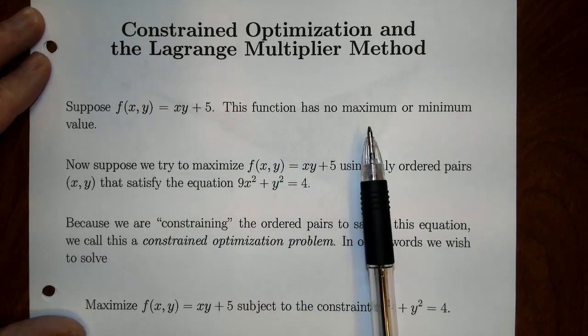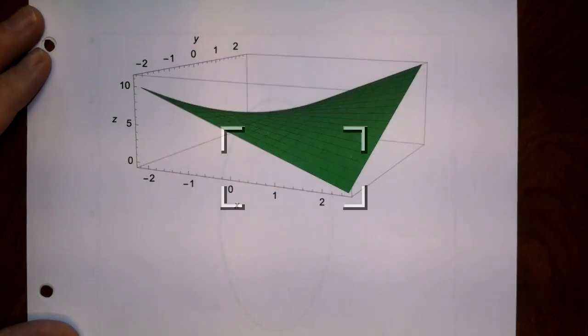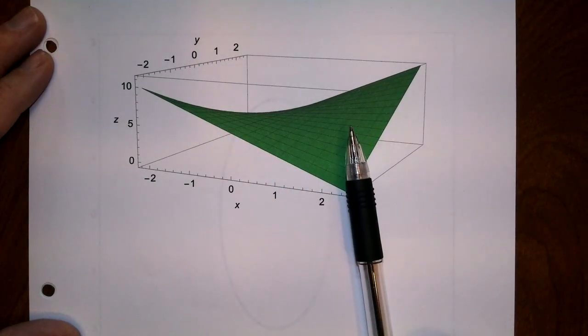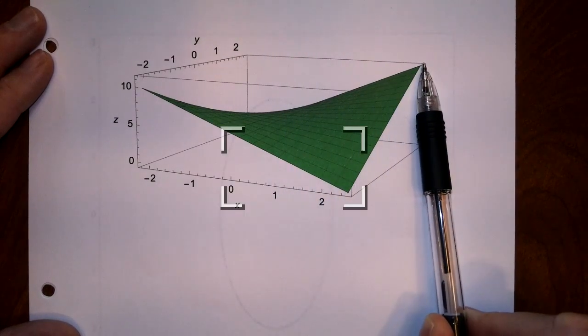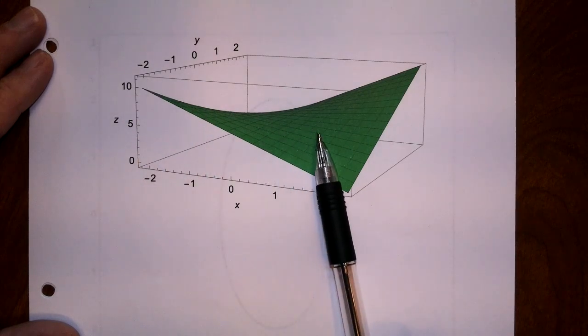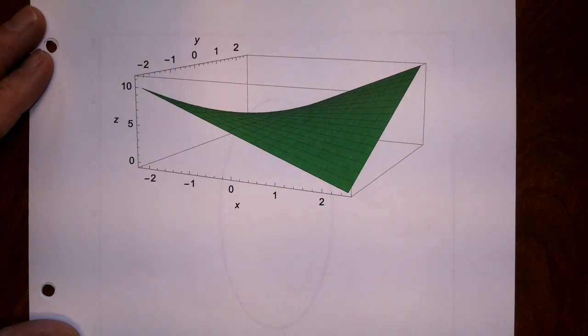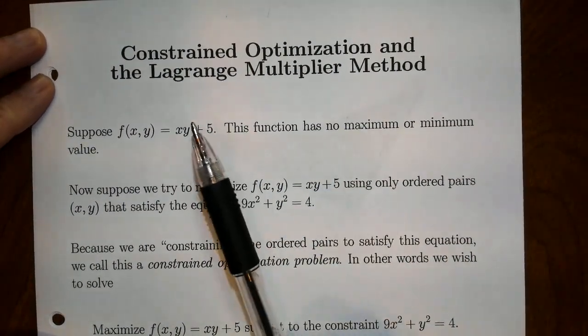This function has no maximum or minimum values. We can see that from looking at the graph. It looks sort of saddle-shaped. If we start here, we can go up as far as we want. Same thing over here. Here we can go down as far as we want. There is, in fact, a saddle point at the origin. We can also see from the formula that there is no maximum or minimum.